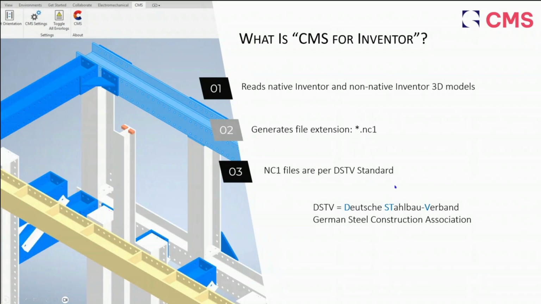And we strictly follow the DSTV standard. As you probably already know, DSTV is a German Steel Construction Association standard, and that's been adopted almost all over the world internationally, right? So again, the bottom line is any machine that supports the DSTV standard will have no issue whatsoever compatibility-wise with our NC1 file. We strictly follow the DSTV standard. Either you need a DSTV file, which people call it as well sometimes, or an NC1 file, at the end of the day it is the same file, right?